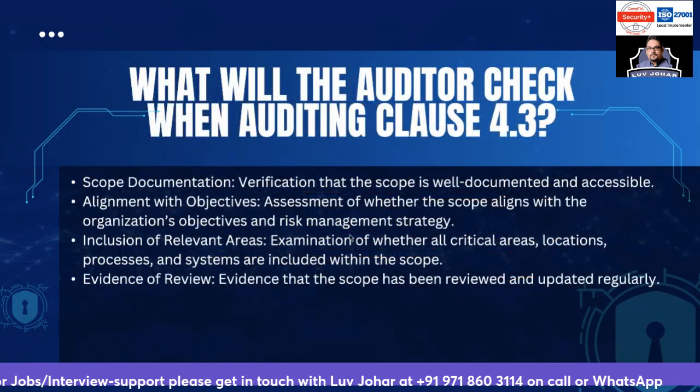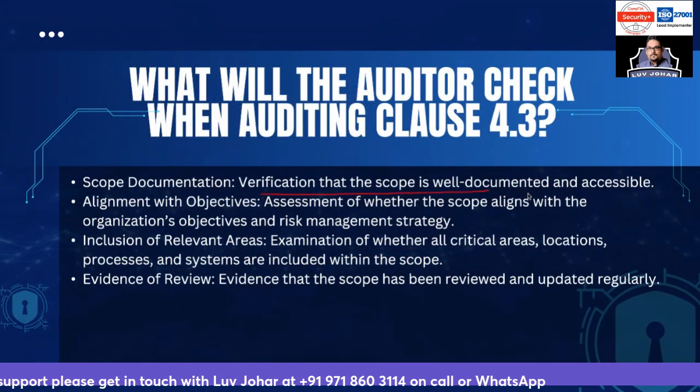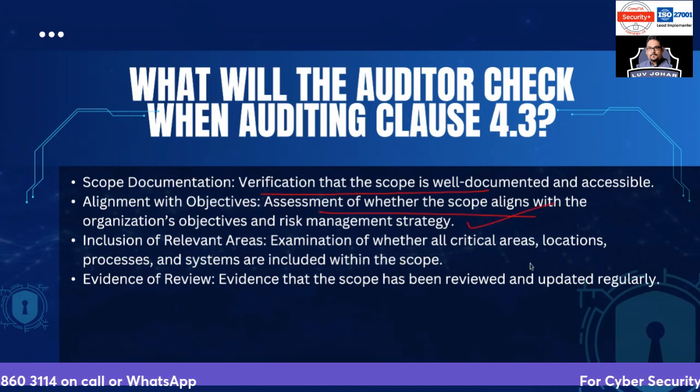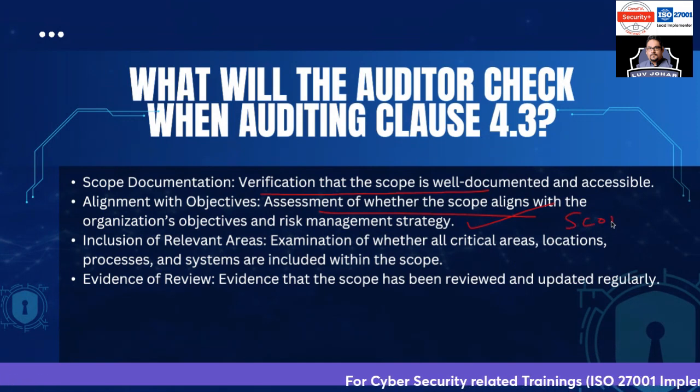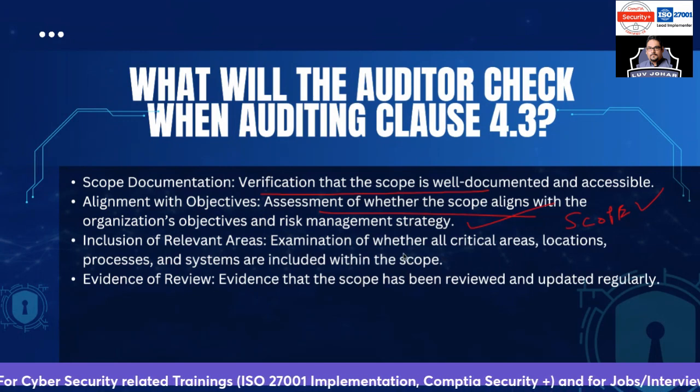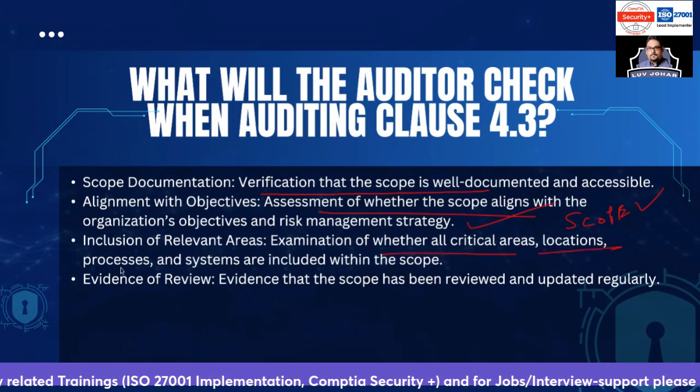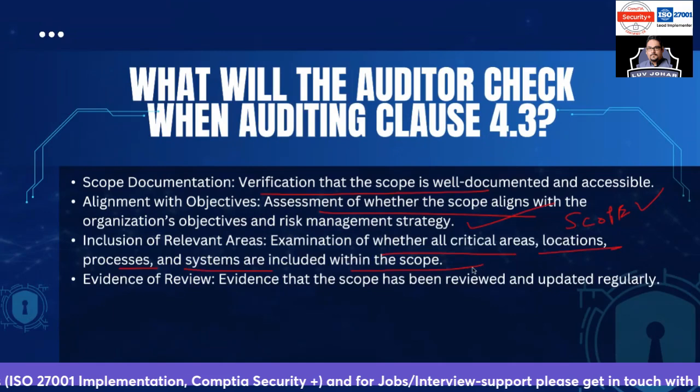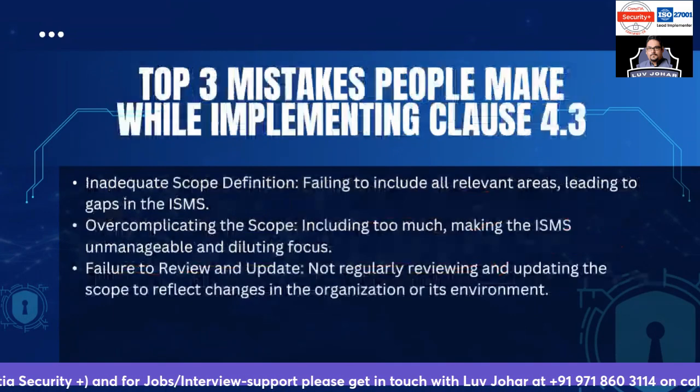Okay, auditors will basically verify the scope is well documented and accessible. They check whether the scope is aligned with the business objectives. There should not be very critical areas which are left out of the scope, so auditors will definitely check that. So you need to make sure that the scope is properly defined. They'll examine whether all critical areas, locations, processes, and system functions are included within the scope or not. This will be checked by the auditors, right?